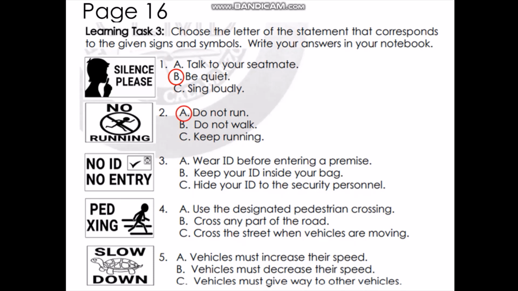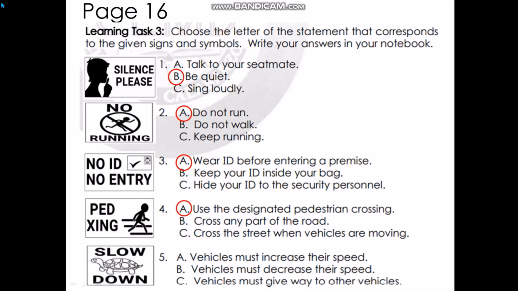Number 2, it means do not run. Number 3, wear ID before entering a premise. Number 4, use the designated pedestrian crossing. You know what? Ped means pedestrian, and this X means cross. So if we put ing and then cross, it's crossing. So it's a pedestrian crossing.